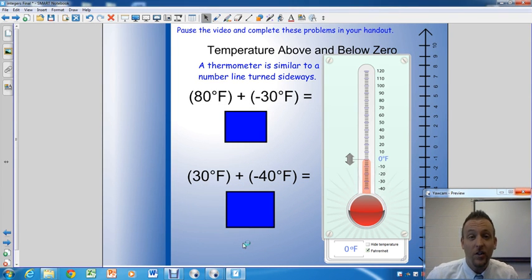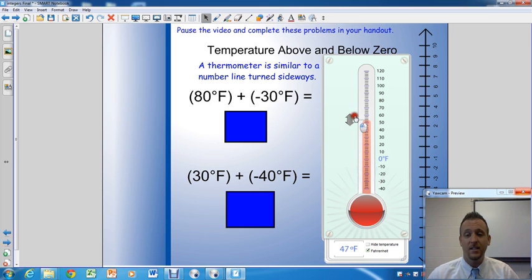Okay, let's see if we can solve our 2 temperature equations. Our first one is 80 degrees Fahrenheit plus -30 degrees Fahrenheit. So I'm going to go over to my thermometer, and right here on our thermometer it will show what temperature we're on. And notice where it says we're at 0 degrees. Just like on a number line, you should start at 0. And we begin with a positive 80.